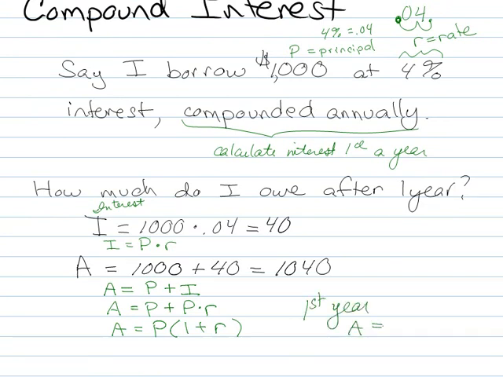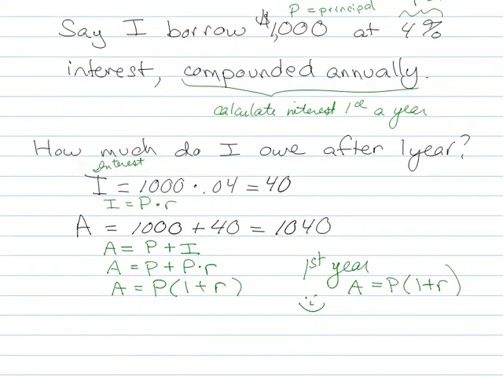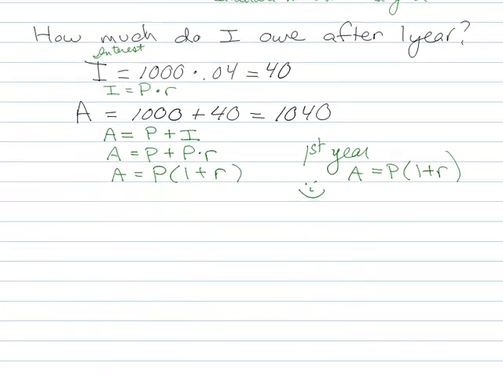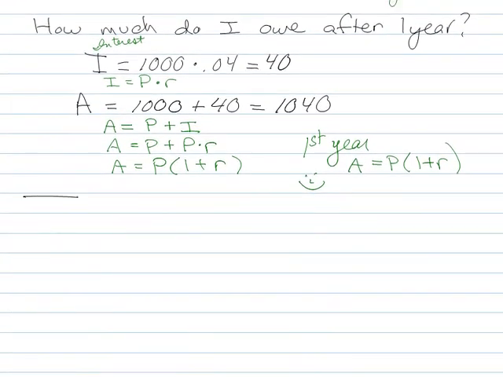So after the first year, I owe P times 1 plus R. So you made a formula. Hey, you contributed to the thing which you may hold most special in your heart. All right. That said, how much do I owe after 2 years?